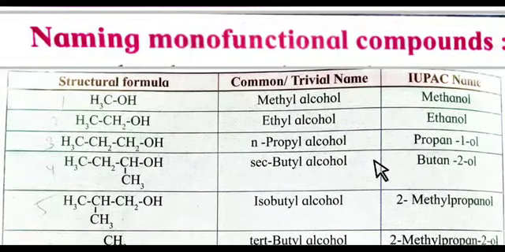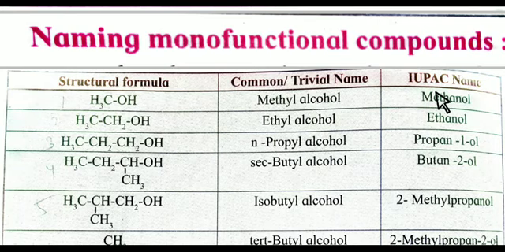Now in IUPAC name, for alcohol the formula is alkanol. Alkanol is the IUPAC nomenclature formula of alcohol. So similarly, if one carbon atom is there, it is methanol. Second, two carbon atoms, it is ethanol.